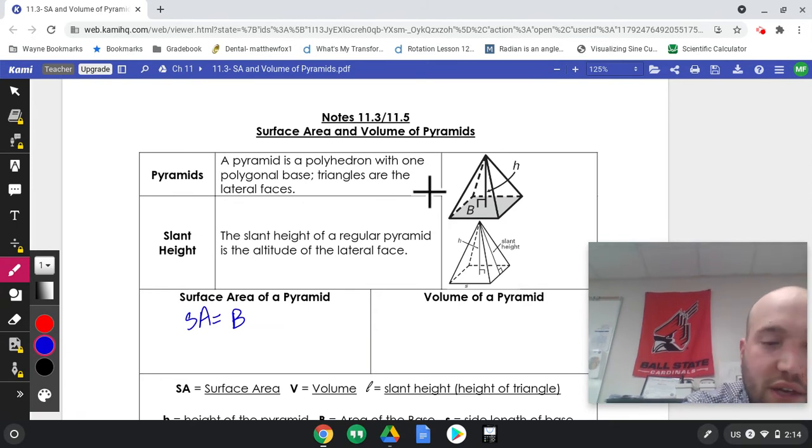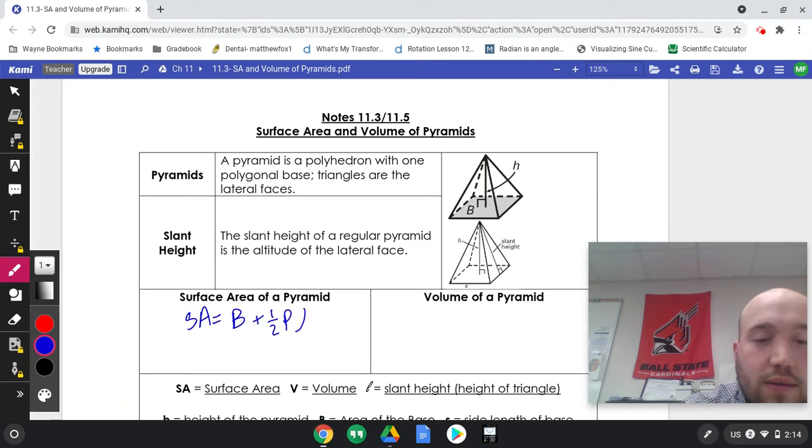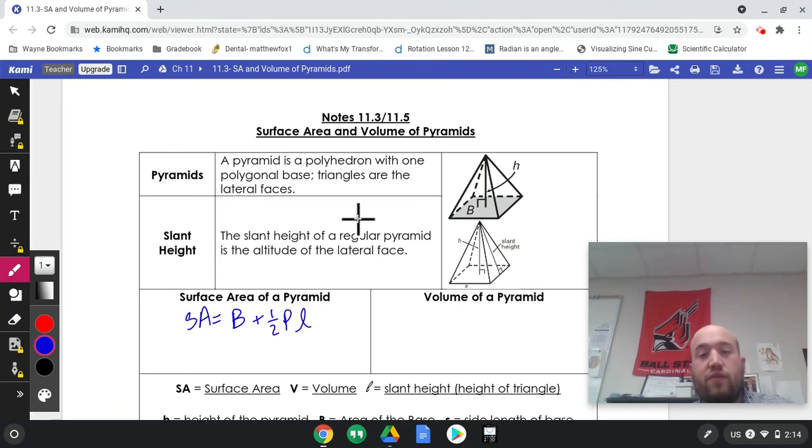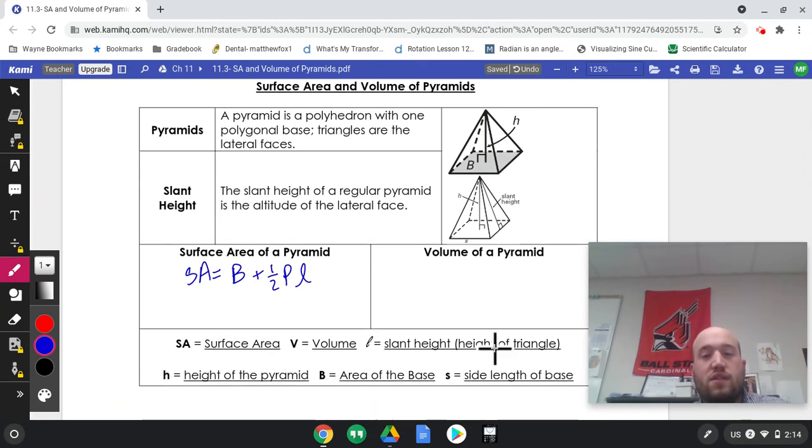So it's the area of the base plus 1/2 P times that cursive L. That cursive L is our slant height. And this is the height of the triangle on the edge. All 4 of those will have the same slant height.